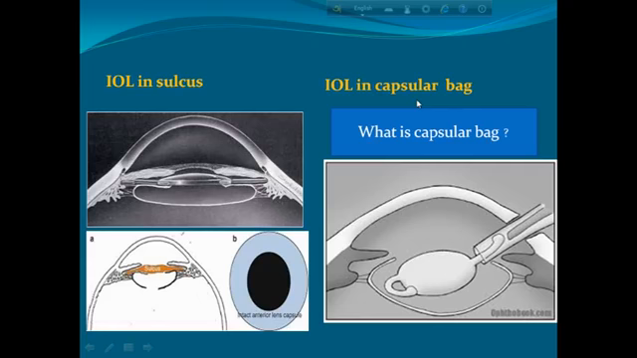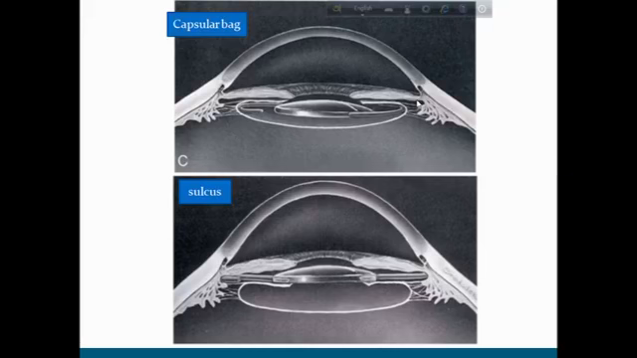So I think you clearly understand what the capsular bag is and what the sulcus is. In the posterior chamber, there are two sites, the capsular bag and the sulcus, but the ideal site is the capsular bag. Again, to help you understand the picture, this is the capsular bag. The IOL is implanted in the bag. Sulcus is the space between the iris and the anterior surface of the lens.